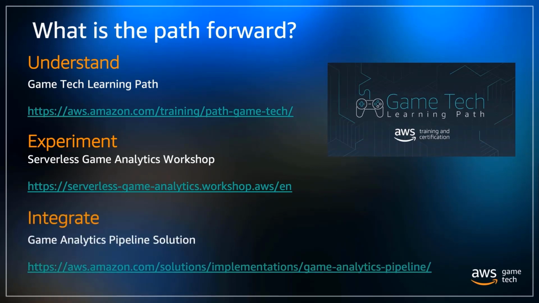And finally, you can integrate the solution into your own environment and your own workloads. The AWS Game Analytics Pipeline solution can be found at this link, and the landing page for this has all the assets required to deploy and operate the solution. These assets include a reference architecture, an implementation guide, a developer guide, and links to the GitHub source artifacts. The solution includes a CloudFormation template to get your pipeline up and running quickly.